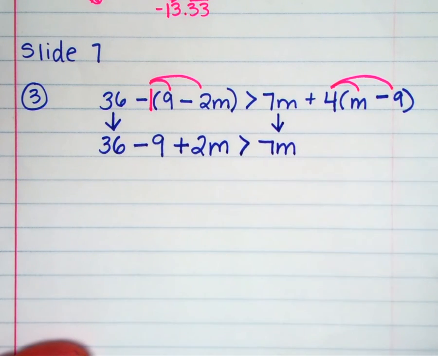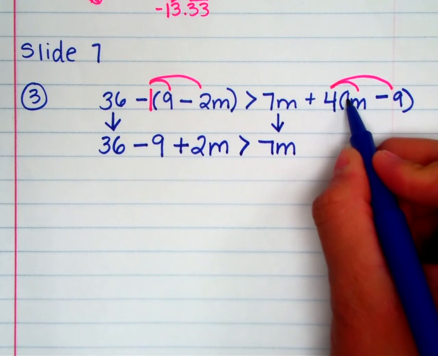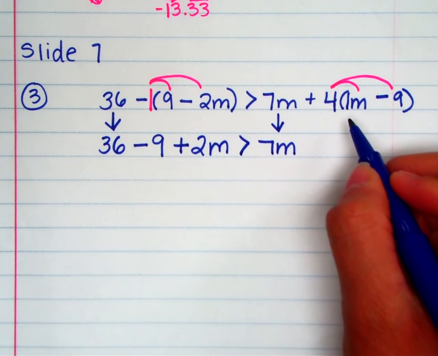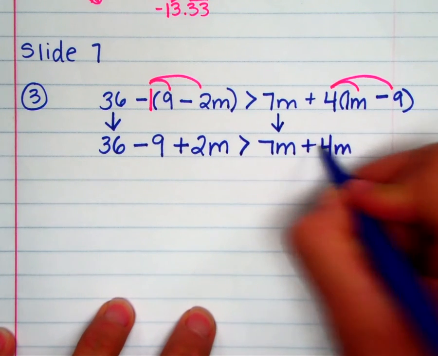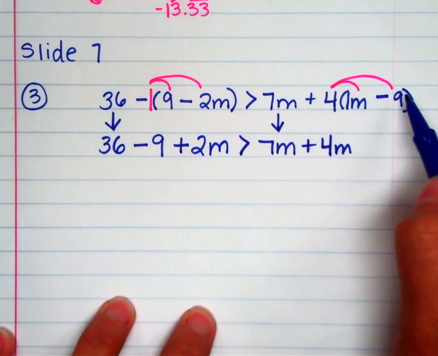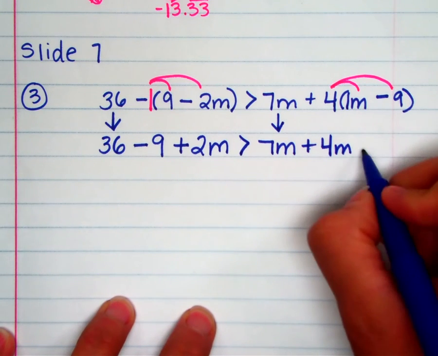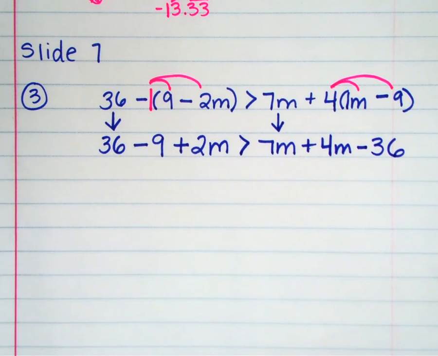Next, I'm going to take a positive 4 and multiply it with a positive 1m. So 4 times 1m is a positive 4m, so I need to put that plus or minus sign. Next, I'm going to take 4 and multiply it with a negative 9. When I multiply 4 with a negative 9, it's going to be a negative 36. So make sure you're paying attention to those signs.